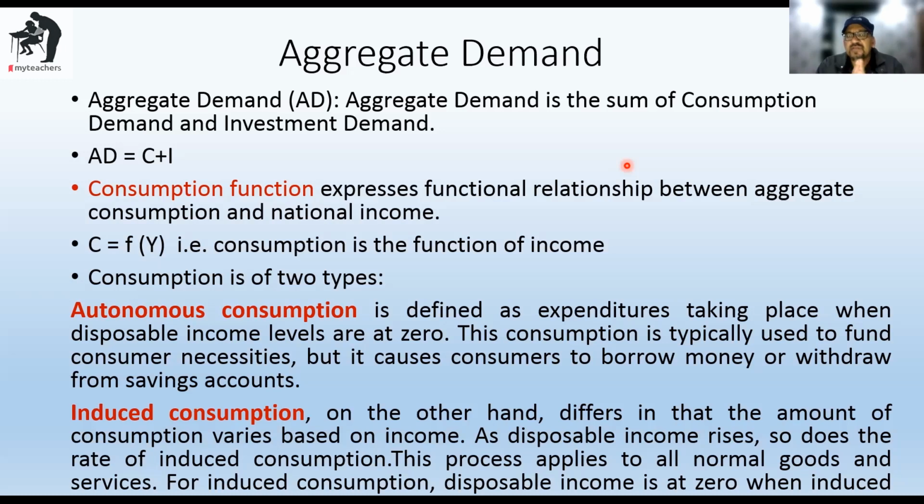When we discuss consumption demand, consumption is of two types. First of all, we should define consumption. Consumption is a function of income, and it can be classified into two parts: autonomous consumption and induced consumption.